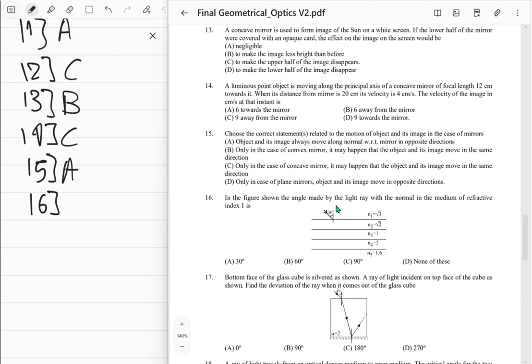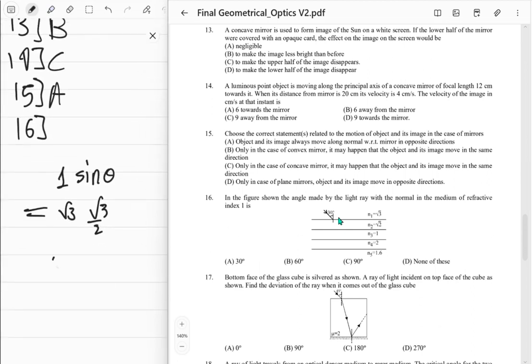In the figure shown, the angle made by the light ray with normal in the medium of refractive index 1 is... Of course, you just know n sine theta is constant. So at 1, 1 sine of theta is equal to square root of 3 sine of 30 degrees, which is just square root of 3 upon 2. So sine theta is going to be, wait, what? This makes no sense.